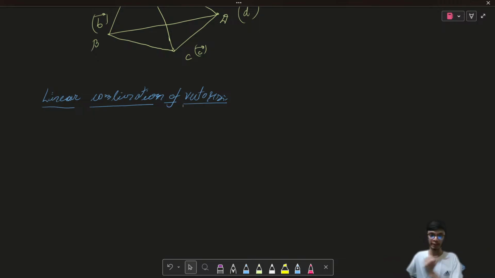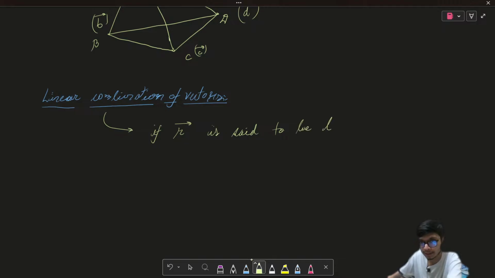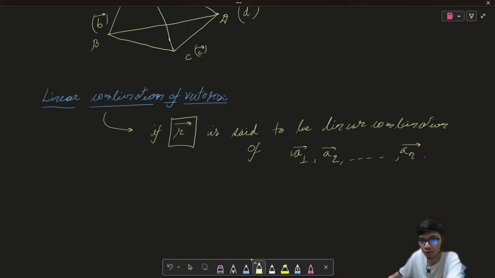That's the basic idea. In a linear combination, if there is an r vector and it is said to be a linear combination of the following vectors, like let us take a1 vector, a2 vector, and so on up to an vector, then r is a linear combination of these n vectors.